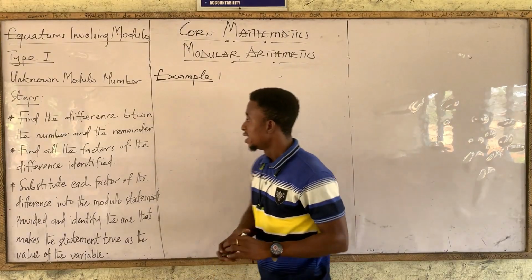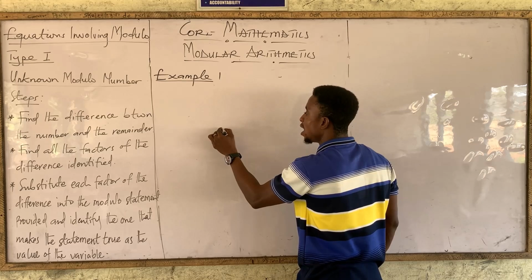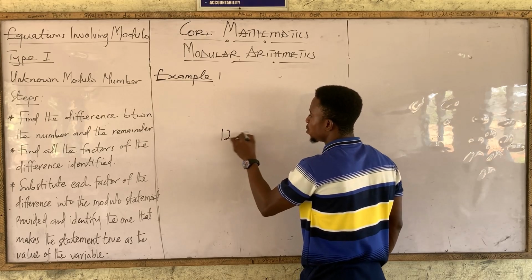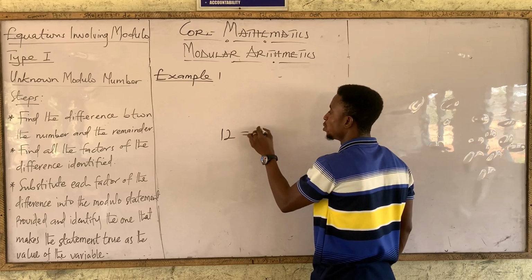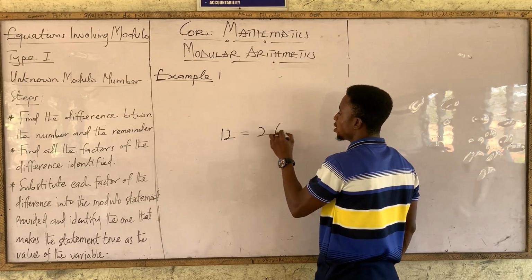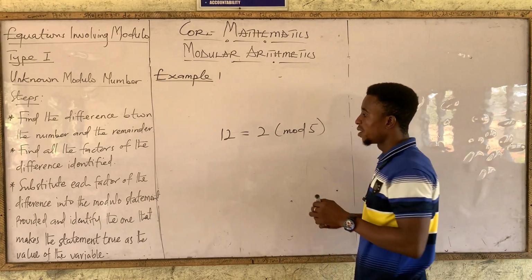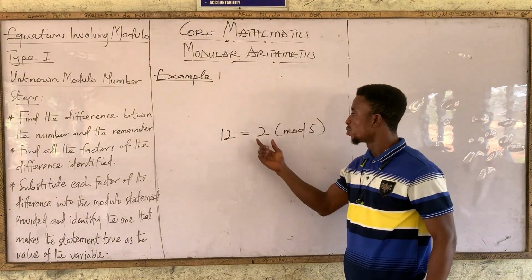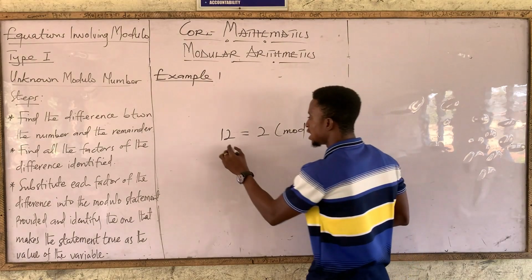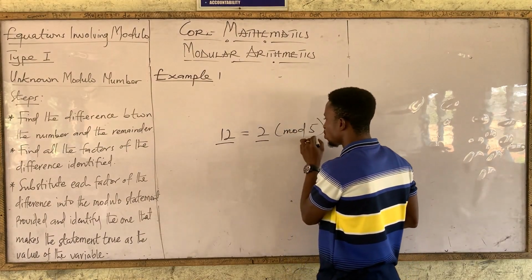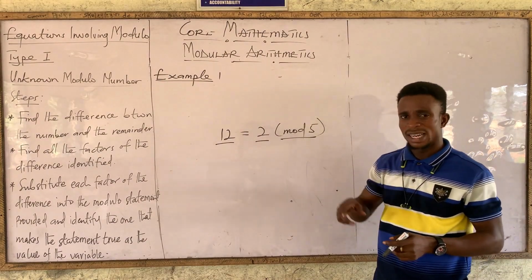Whenever you are given modulo, sometimes you'll be given, let's say, 12 is equal to 2 in mod 5. Whenever you are given 12 is equal to 2 in mod 5, we have this part, and also this part. How many parts are we having? 3 parts. And this one can be written in another form.